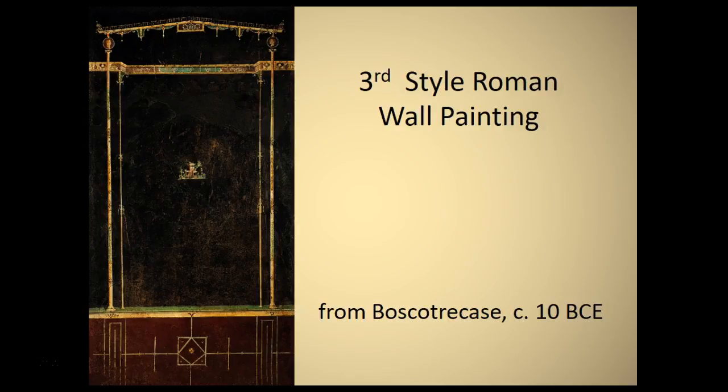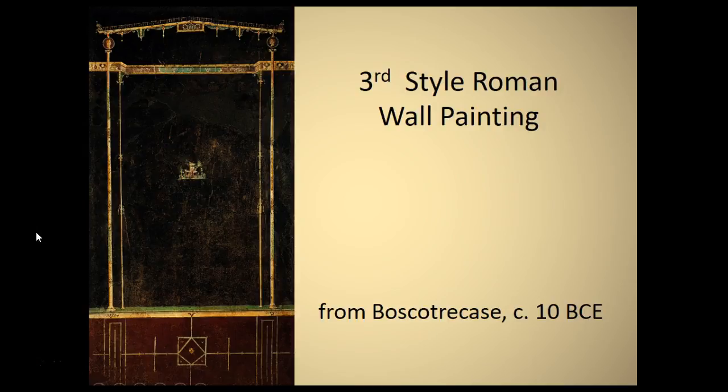The third style of Roman wall painting is referred to as the ornate style. It came about in the 1st century CE and was popular until about 50 CE. The third style embraced the flat surface of the wall through the use of broad, monochromatic planes of color, such as black or dark red, punctuated by minute, intricate details. So you can see this here. And then you have this little tiny architectural image here.